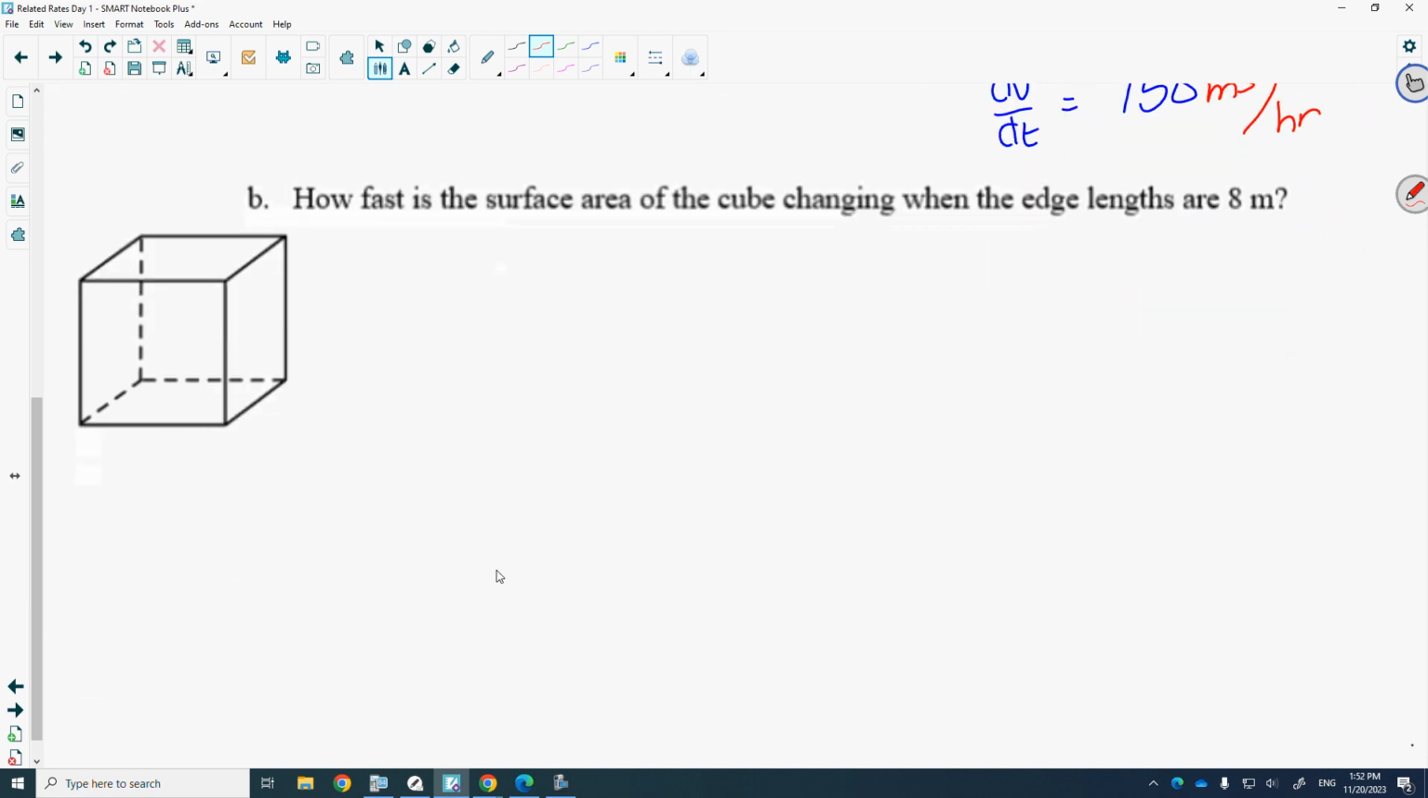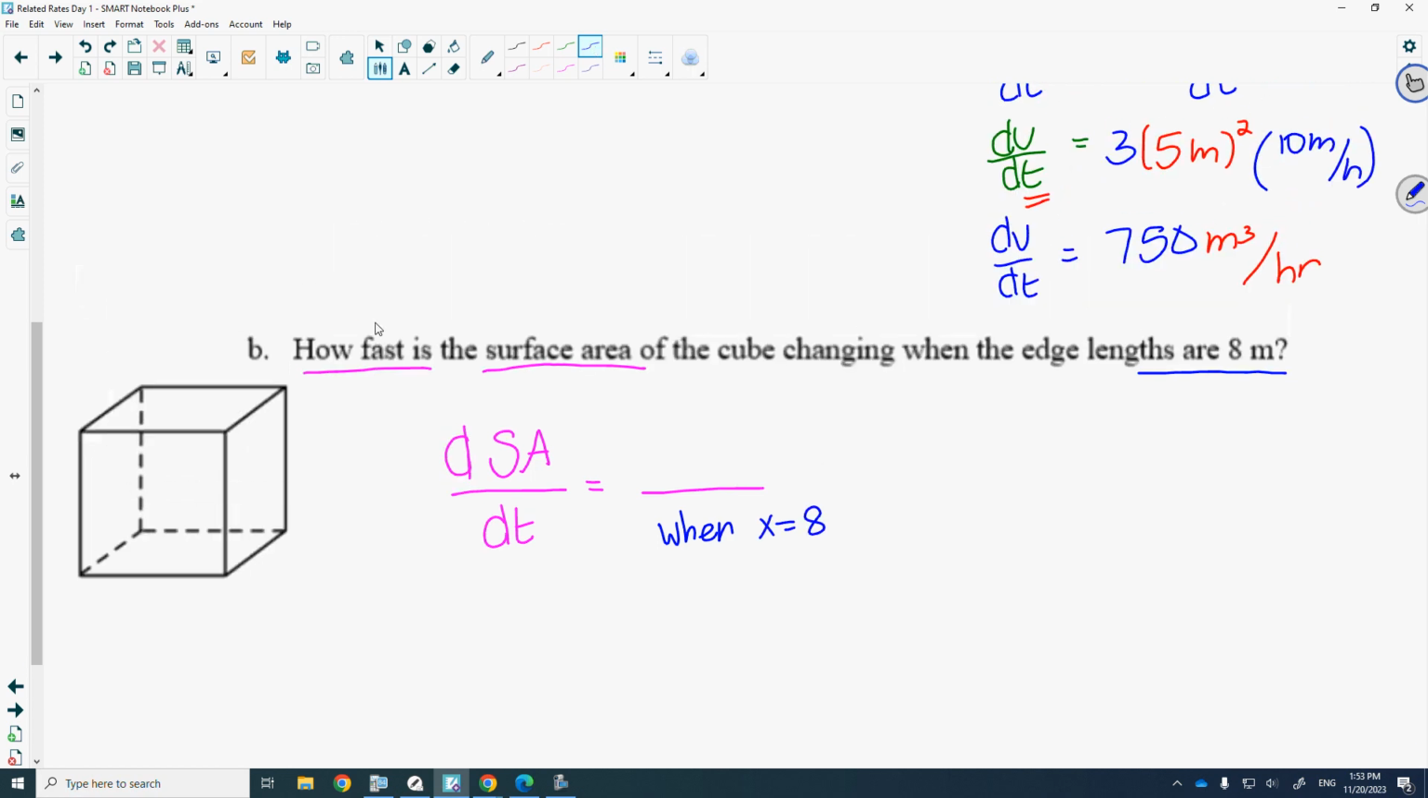Okay, how fast is the surface area changing? So how fast is the surface area? What they want is the rate. So rate is d-something. So they want the rate of dS with respect to time. So this is what we're trying to calculate when the edge lengths are 8, so when x is equal to 8.